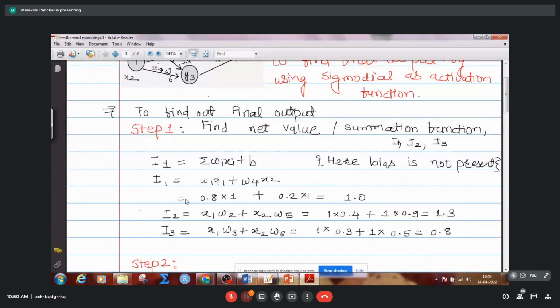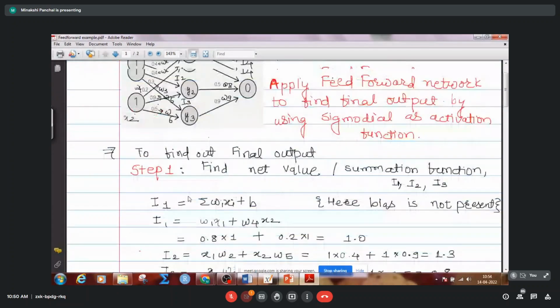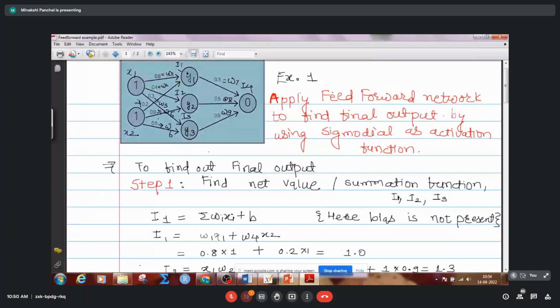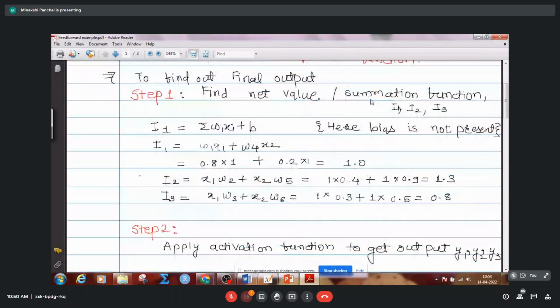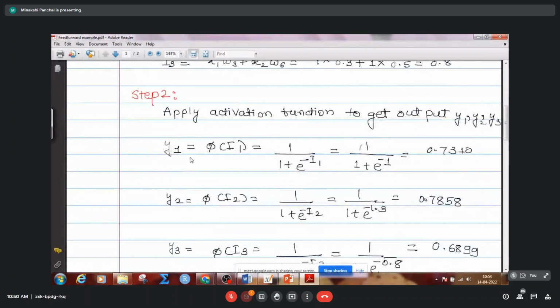Once you find out the summation function, in step 2 you are finding the outputs. Output for which layer? These are the outputs now, Y1, Y2, Y3. These are the outputs for this layer. So you can calculate the outputs after applying the activation function. I am here giving the activation function also, which is sigmoidal function. So we can find out that output also by applying the sigmoidal function. You will get the outputs here, all the 3 outputs.